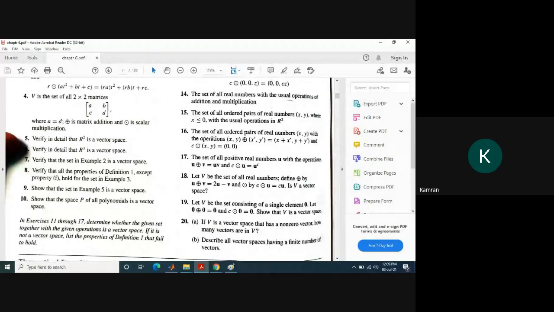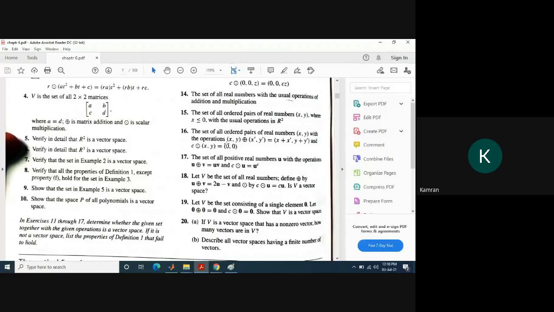Question number 16 is simple. देखिए, xy plus x prime y prime is equal to x plus x prime, y plus y prime. Usual addition है. So with respect to addition, all the properties will be satisfied. And here c dot xy is equal to 0 0. So it will also satisfy all the properties with respect to multiplication. आप verify कर सकते हैं. तो ये भी vector space बनाता है. Question number 16 vector space बनाता है.